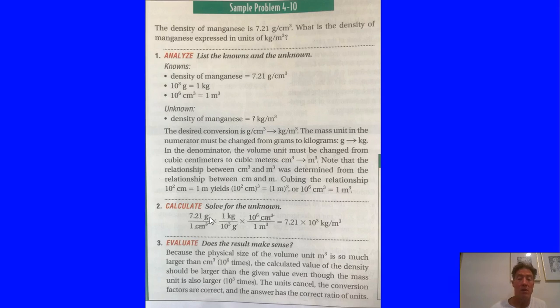So in the first one, we go from grams to kilograms, canceling out our grams. In the next one, we go from cubic centimeters, canceling up here, to cubic meters, which is what we want down here in the denominator. So our new numerator is kilograms, our new denominator is cubic meters.